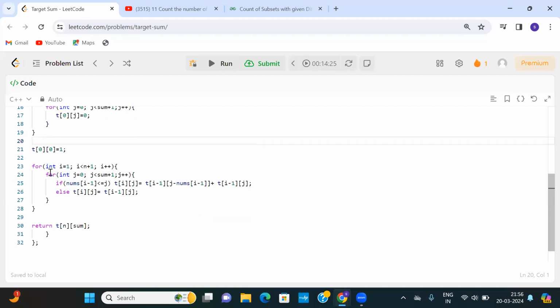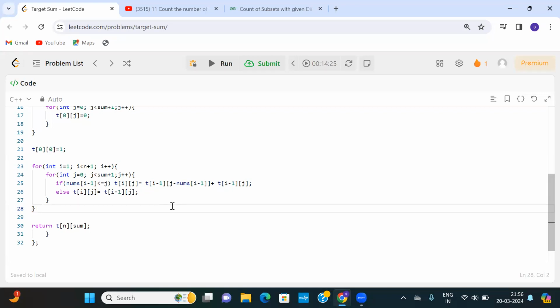Then the main steps: for int i equals 1, i less than n plus 1, i plus plus, and j equals 0, j less than sum plus 1, j plus plus. If nums at the index of i minus 1 is less than or equal to j, it means we can include it in our subset. So t at the index of i, j equals t at the index of i minus 1, j minus nums at the index of i minus 1, because we reduce the value of sum, plus t at the index of i minus 1, j. Since we need to count the total number of subsets, that is why we have used the plus operator. Else, it means we cannot include it in our sum. So that is why t at the index of i, j equals t at the index of i minus 1, j. And at the end, we will return t at the index of n and sum.